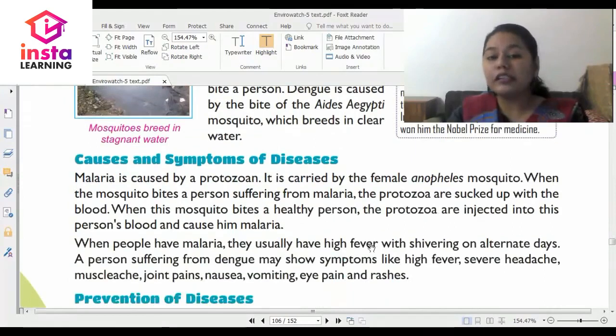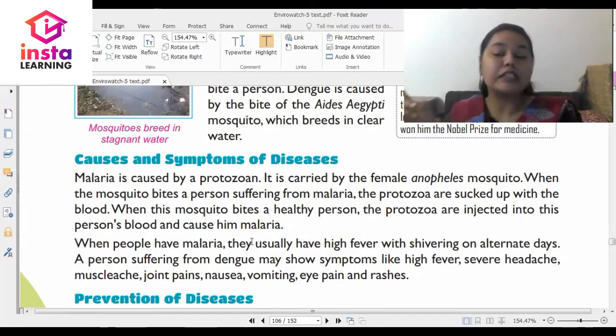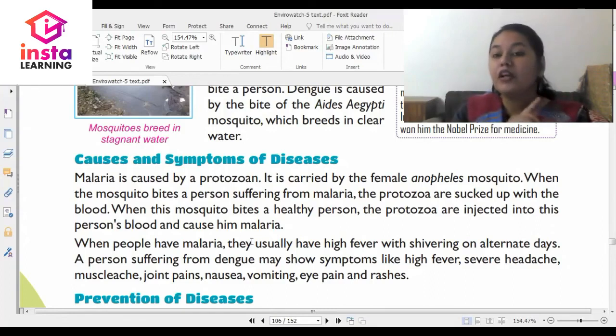Now, what are the causes and symptoms of diseases? Malaria is caused by a protozoan. It is carried by the female mosquito. When the mosquito bites a person suffering from malaria, the protozoa are sucked up with the blood. When the mosquito bites a healthy person, the protozoa are injected into the person's blood and cause malaria. So it becomes a transferable disease, one that can be moved from one person to another. And that is why we need to be very careful.